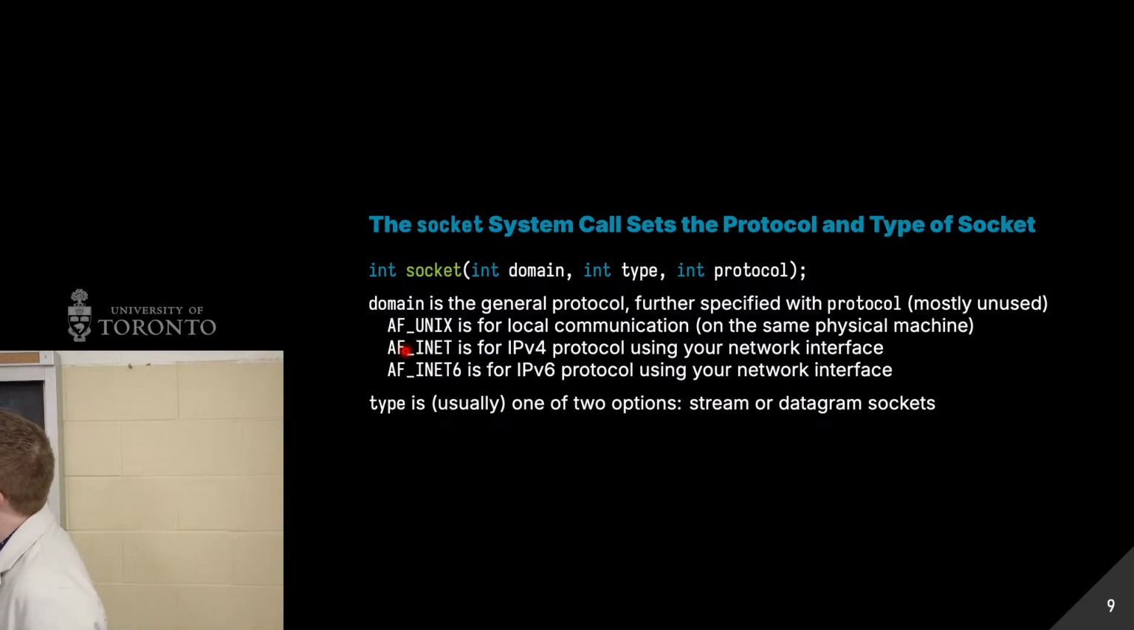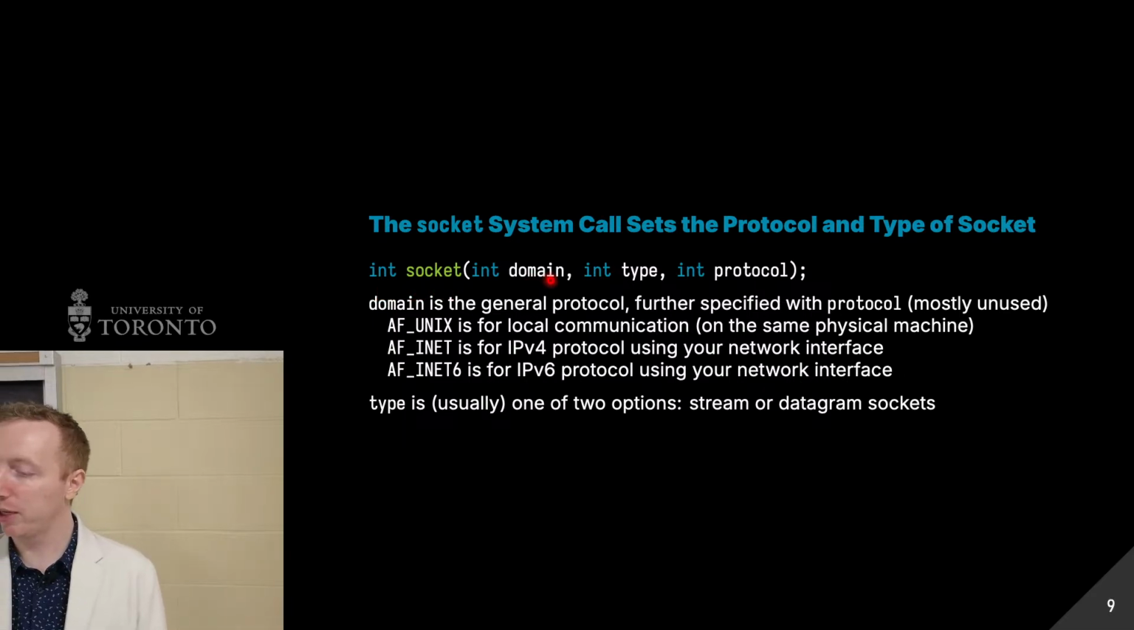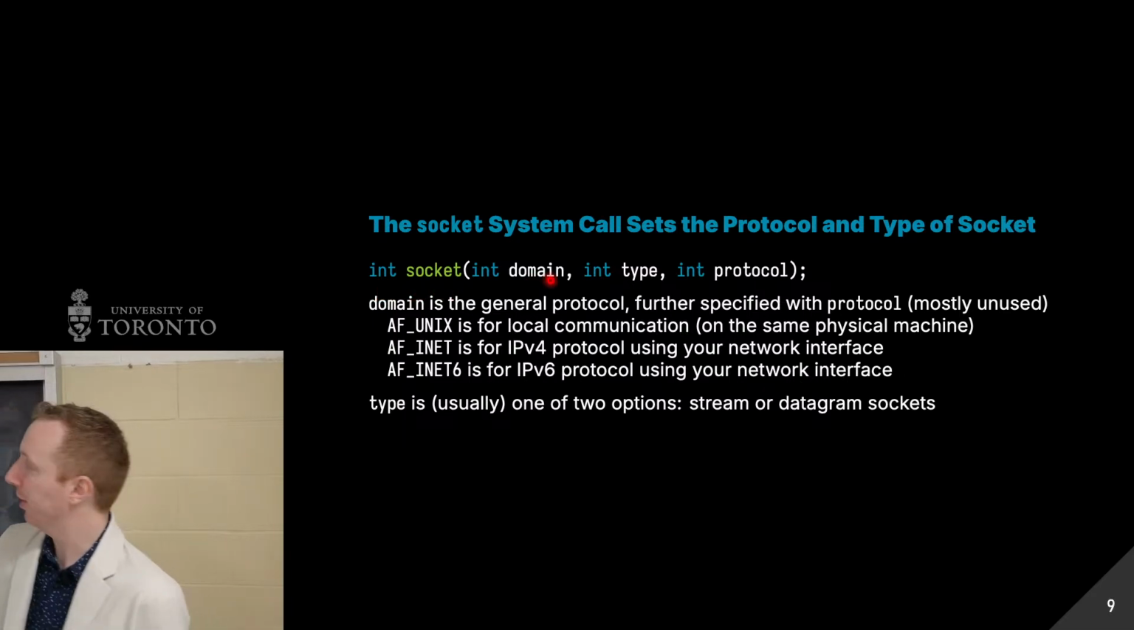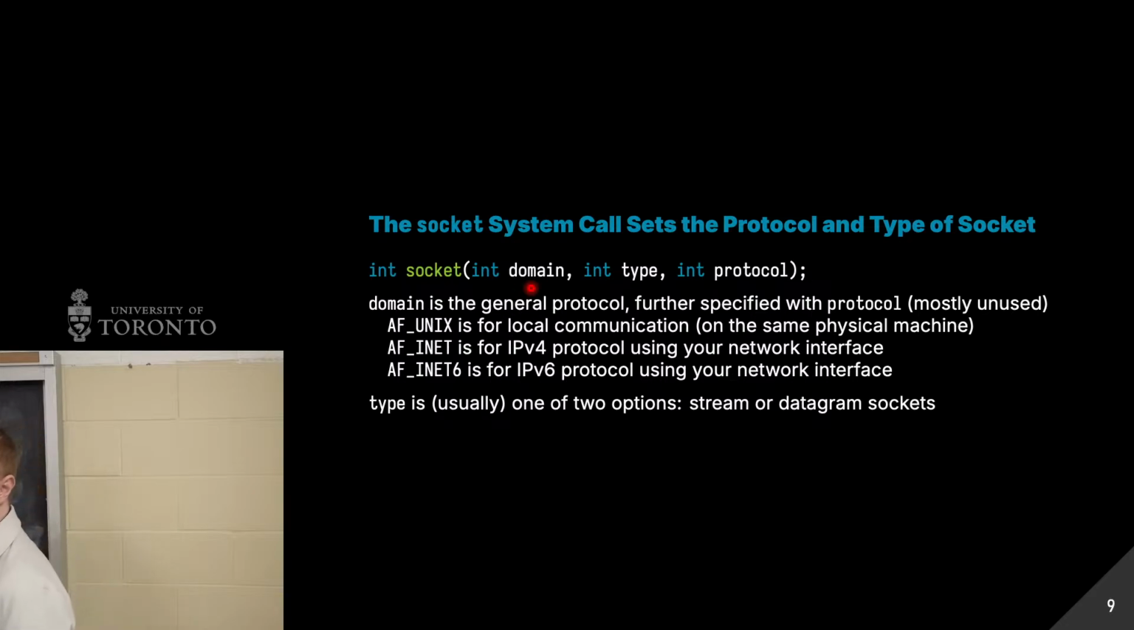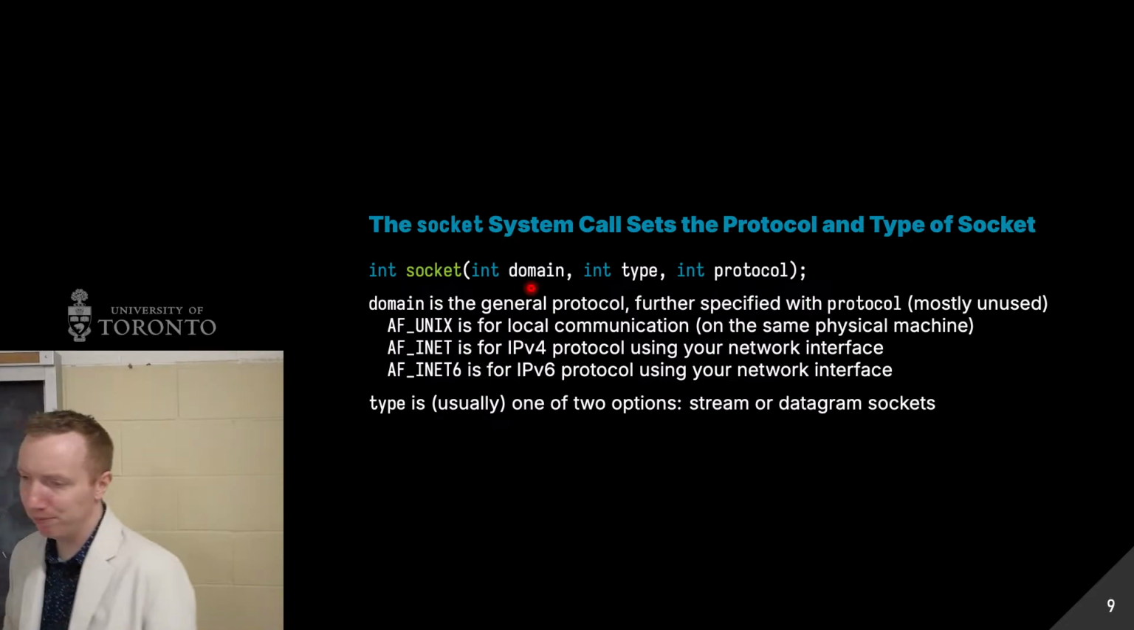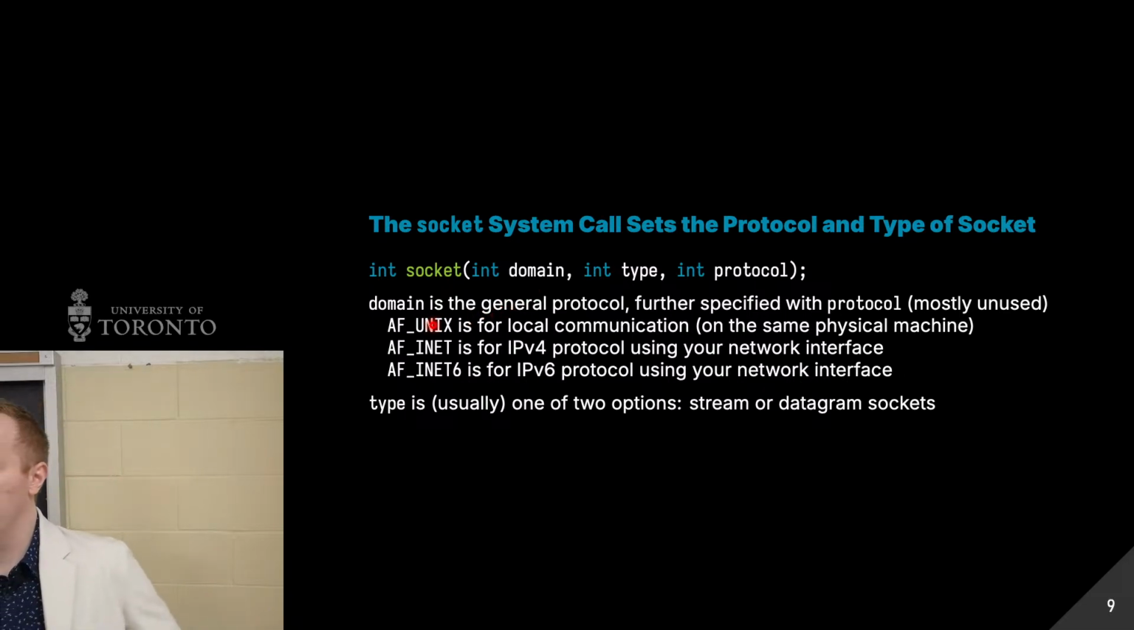So how that socket system call works is it sets the protocol and type of socket. So this is kind of a bit of a preview for your networking course. If you are interested in networking, you'll be using sockets. It takes 3 arguments: domain, type, and protocol. Basically, that protocol is never used. The domain, in general, is like kind of the general protocol. So it usually has 3 common options.